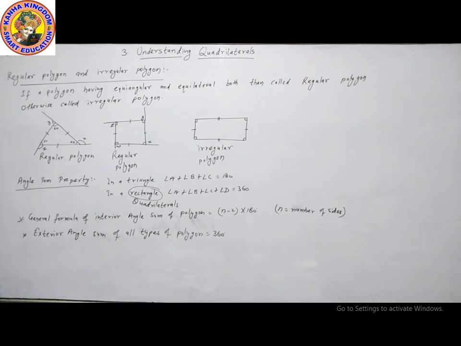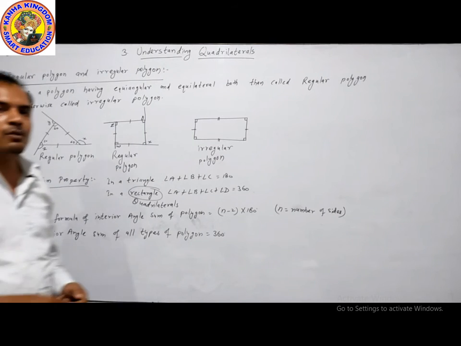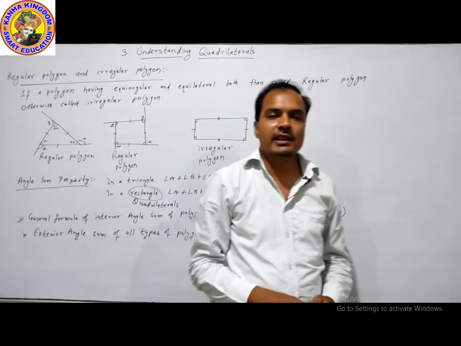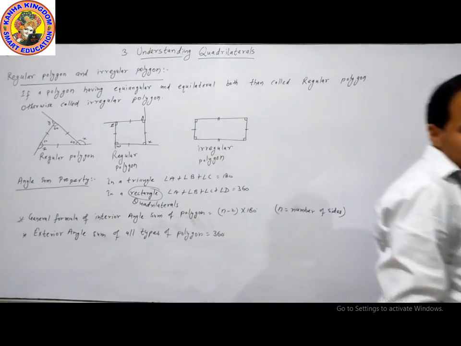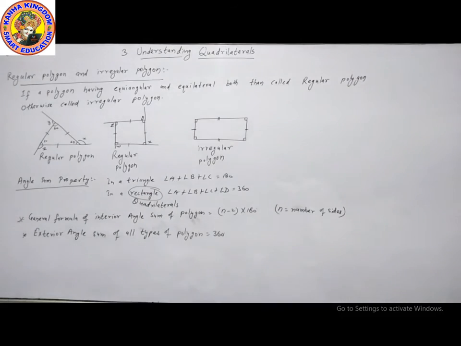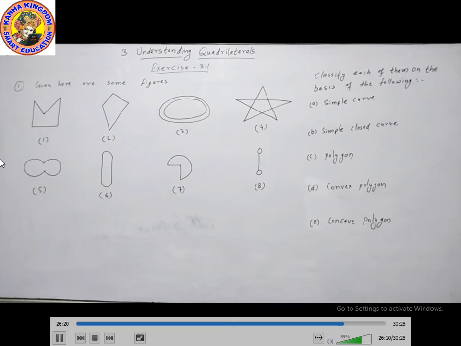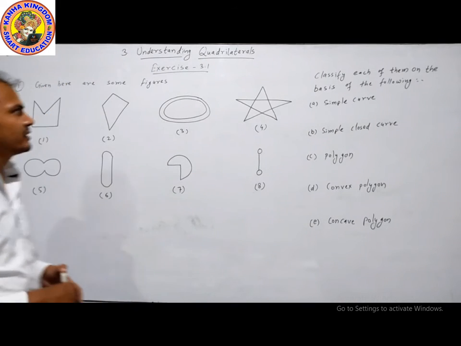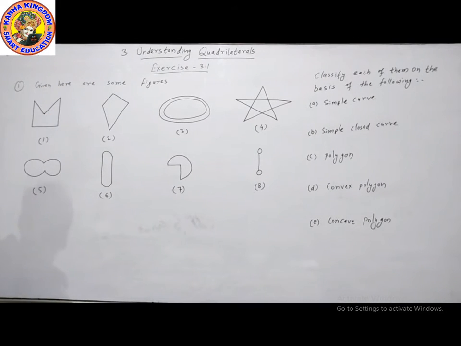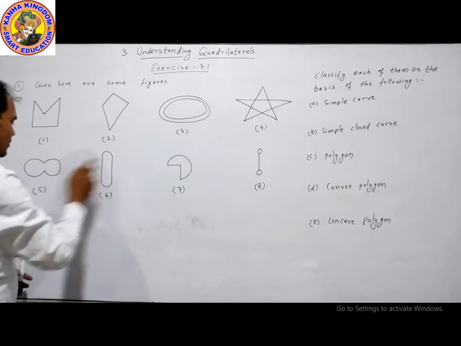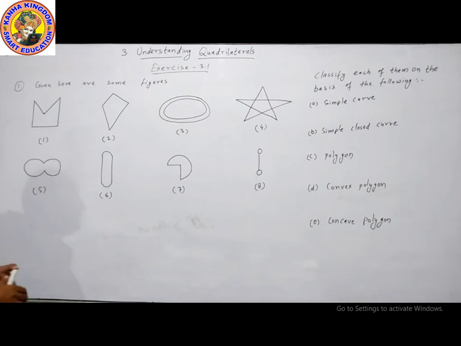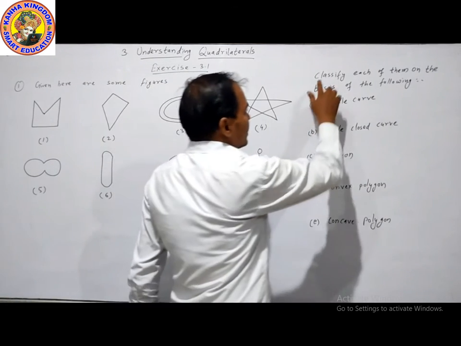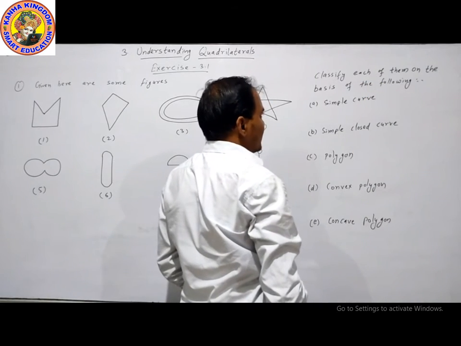You can take a screenshot of this. We will move to our questions in the exercise. Now our exercise is 3.1, question number one. Given here are some figures, 1, 2, 3, 4, 5, 6, 7, 8. There are 8 figures. Classify each of them on the basis of the following.